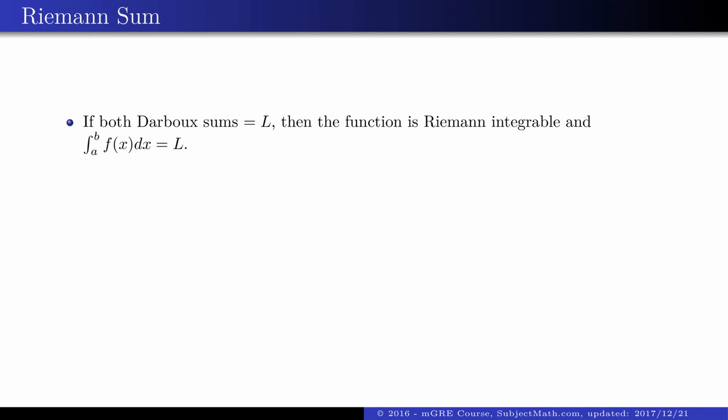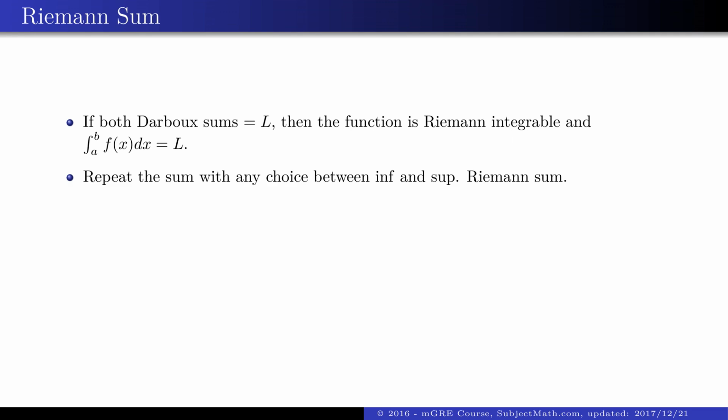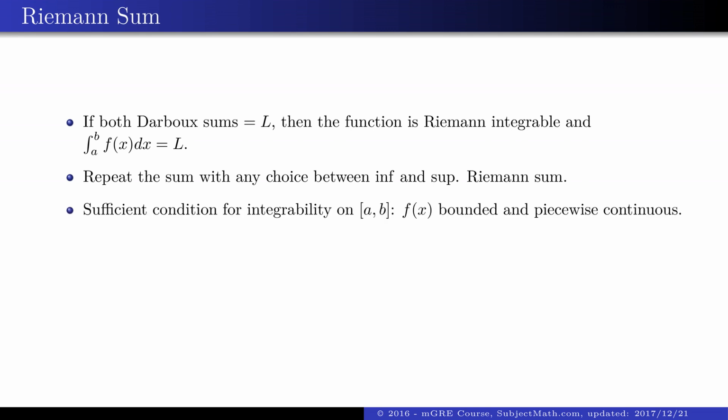integral is L. When both the supremum and the infimum are on our side, we can repeat the procedure and pick, for every small segment, any choice between those two, and the limit is guaranteed to converge to L. This is called the Riemann sum. A sufficient condition for all those sums to converge to the same limit is that f is bounded on AB and piecewise continuous.